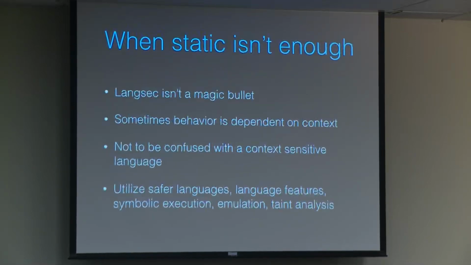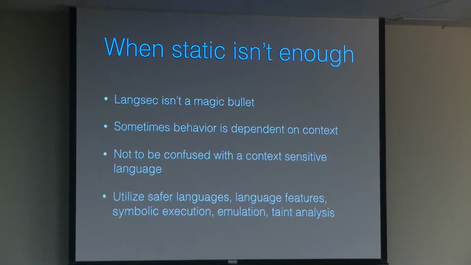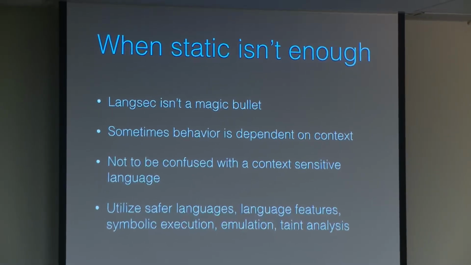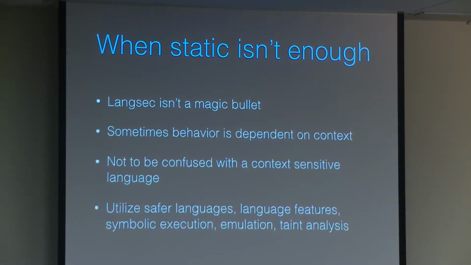So what about the case when static isn't enough? We've been talking a lot about looking at static data, looking at input statically. That is the full context of what we're looking at. And LangSec isn't a magic bullet. It's not going to solve all your problems around input validation. It just can't. Sometimes we have input that's dependent on context. Maybe there's application state that we don't have access to. Maybe there's some config file somewhere. We don't know. And we can't look at input that way.